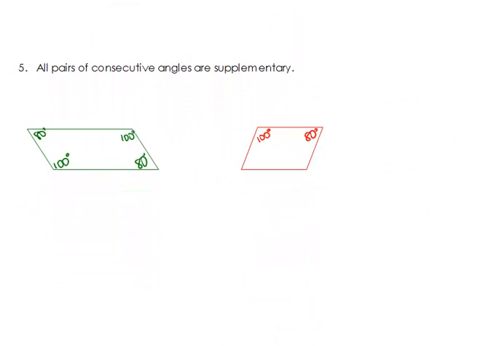For the fifth property of parallelogram, all pairs of consecutive angles are supplementary. So what you need to check is if you add up any 2 consecutive angles, which remember means angles that are next to each other, they have to add up to 180 degrees.